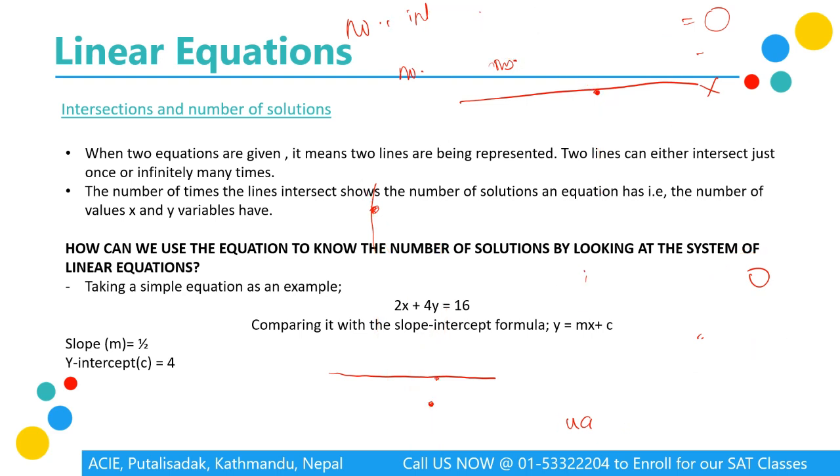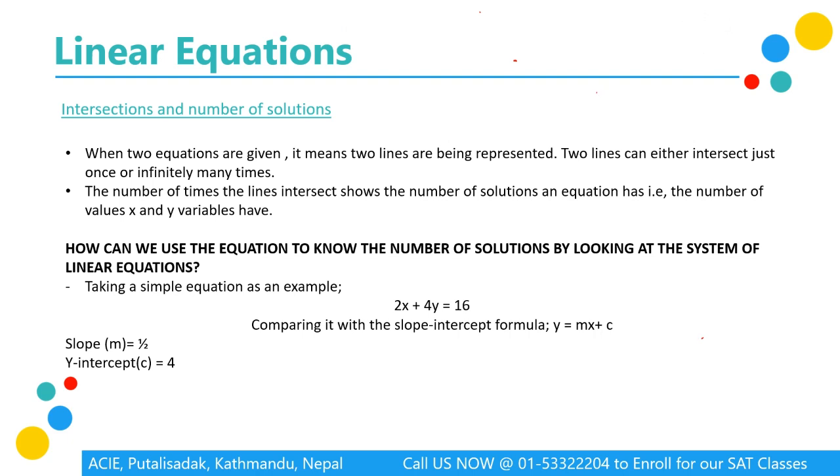Now moving on to what has been said over here. When two equations are given, it means two lines are being represented. Two lines can either intersect just once or infinitely many times. So, like I said, between two lines there is always either one intersection or they're going to have infinitely many intersections. And what is the condition for infinitely many times? They have to literally be the same line, which means that they have to overlap each other. In that case, or maybe it only intersects one time. So that is our number of solutions for two linear equations given.